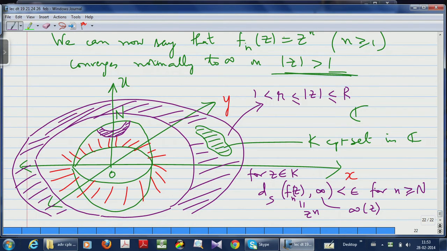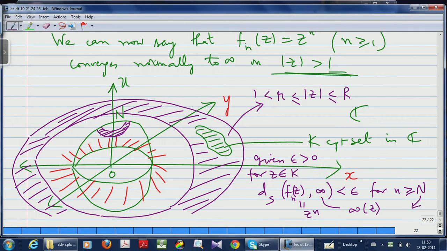So given an epsilon greater than 0, for z in K, I can make the spherical distance between fn of z, which is z power n, and infinity less than this epsilon whenever small n is greater than or equal to a large enough n. Such a large enough n exists. The point is that this large enough n doesn't have anything to do with z. It will work for all z in the compact set. That is the uniformness of the convergence on the compact set. So this n is independent of z.